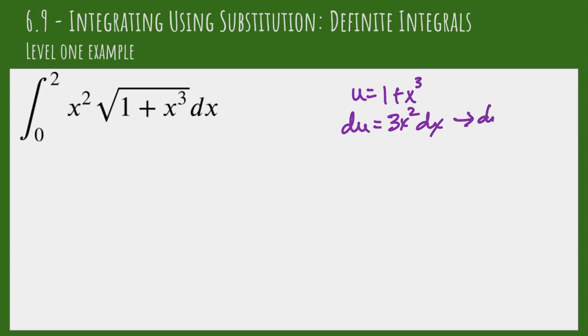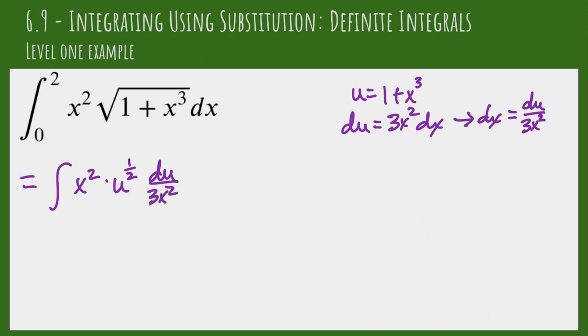So that gives us dx is equal to du over 3x squared. So that x squared in the denominator is going to cancel out with that x squared there. So for now we're keeping the x squared in there. I'm going to write this as u to the 1/2. And then instead of dx, we're going to have du over 3x squared.